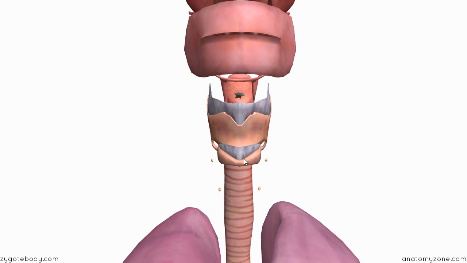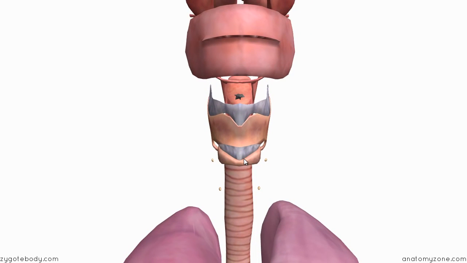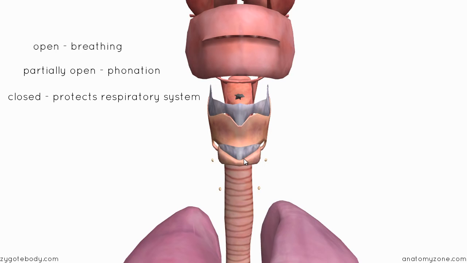So the function of the larynx is threefold. So if the larynx is completely open, it allows breathing. If it's partially open, then it allows distortion of airflow, which results in phonation, so talking. And if it's completely closed, it can protect the respiratory system. So it's important in breathing, in phonation, and in protection of the respiratory system.